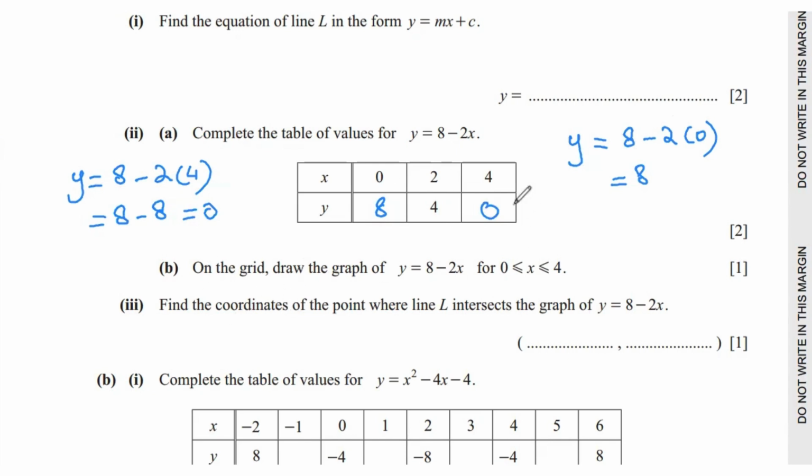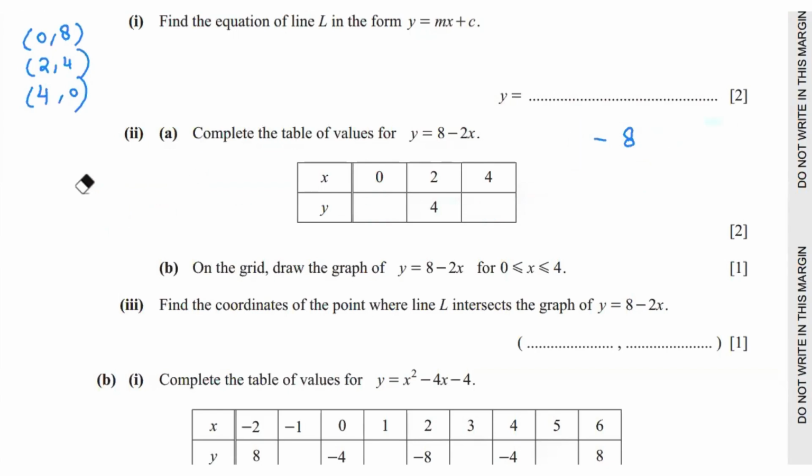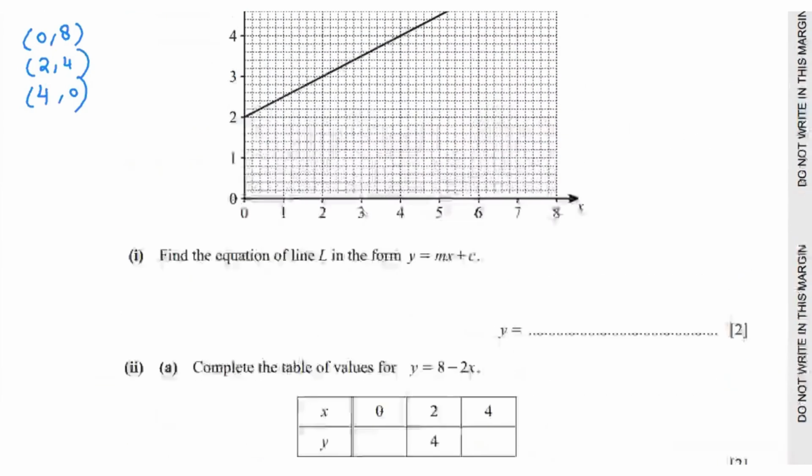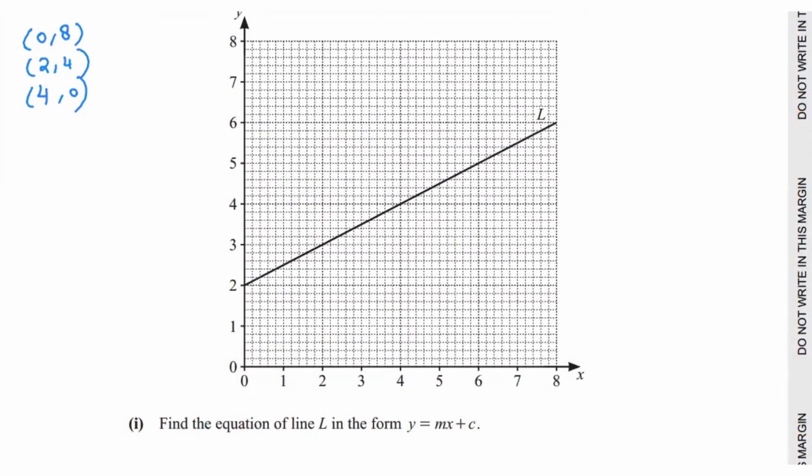Now they're asking us to draw the graph for this equation using these values. So the coordinates we have are 0, 8, 2, 4, and 4, 0. Connect the points.